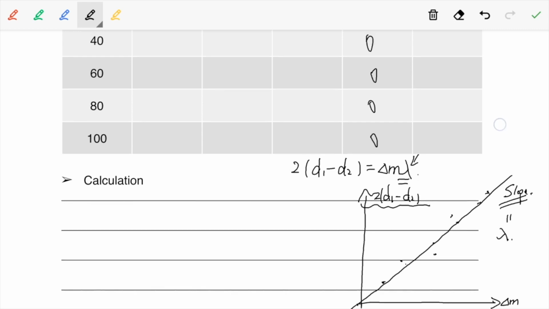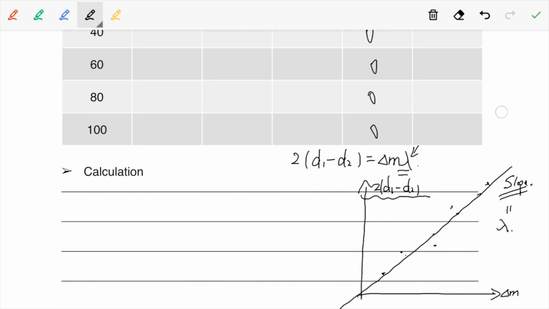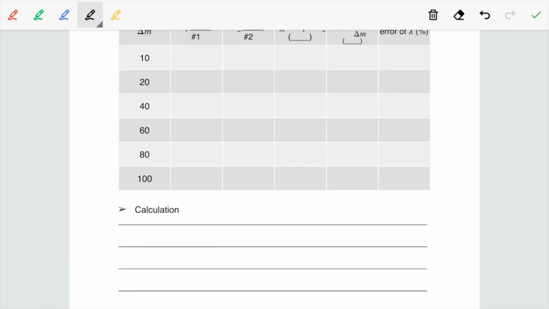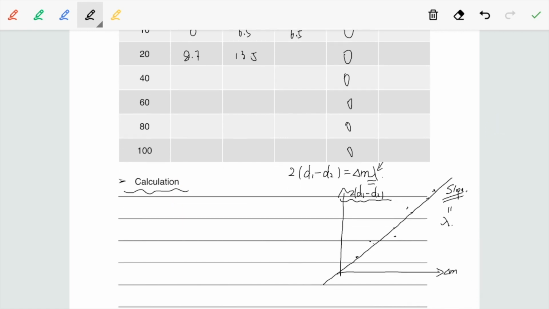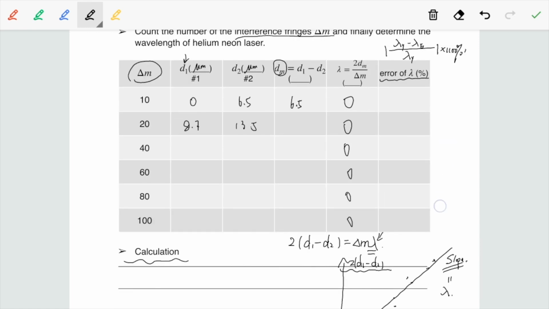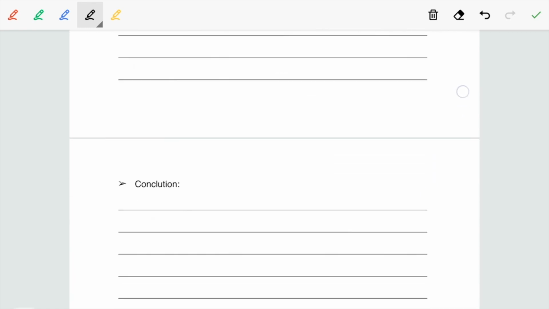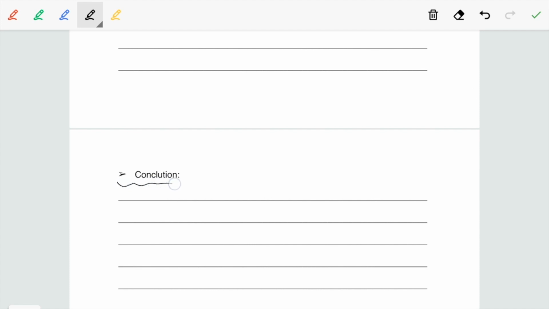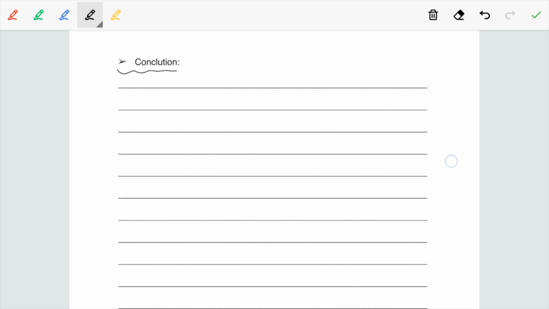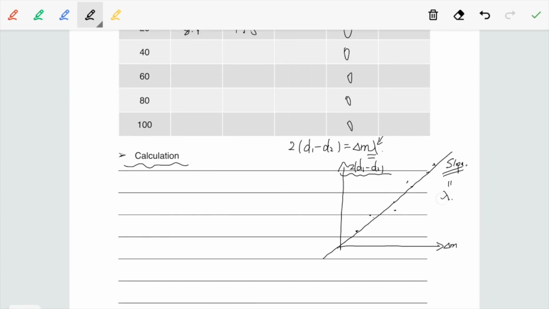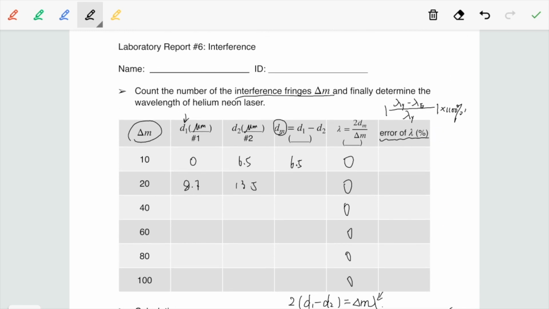After that, you need to do a little calculation about your graph and tell us the slope. Finally, you write the conclusion, several sentences about this. That's all the report for lab 6.